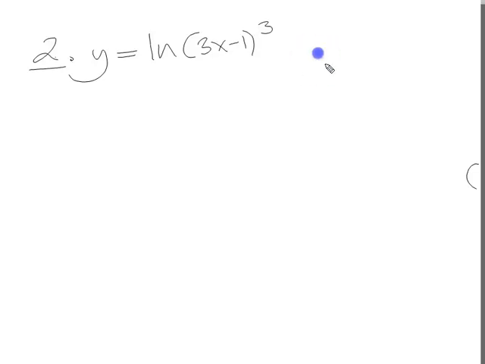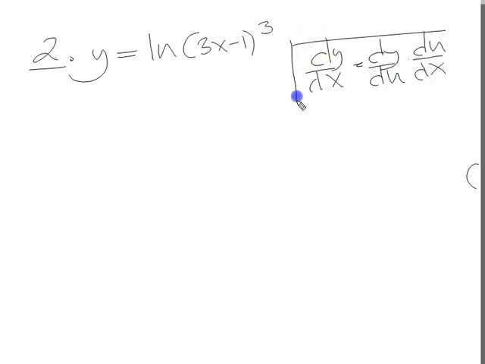Right guys, let's have a look at this then. The formula, as I said, I forgot to write it down. Let's just put it down here. dy/dx = dy/du times du/dx. There's our formula that we're going to use for these methods.